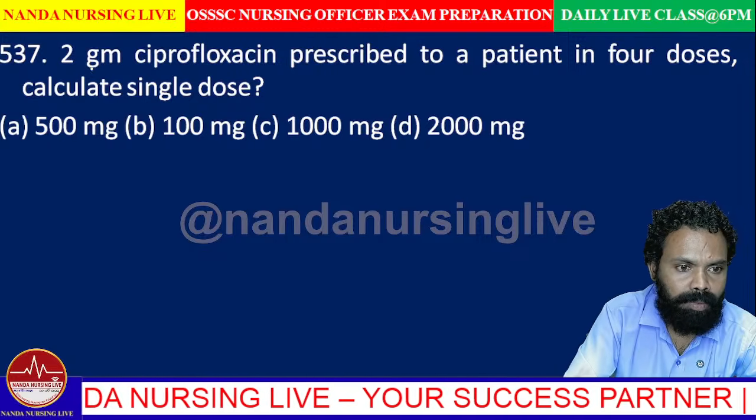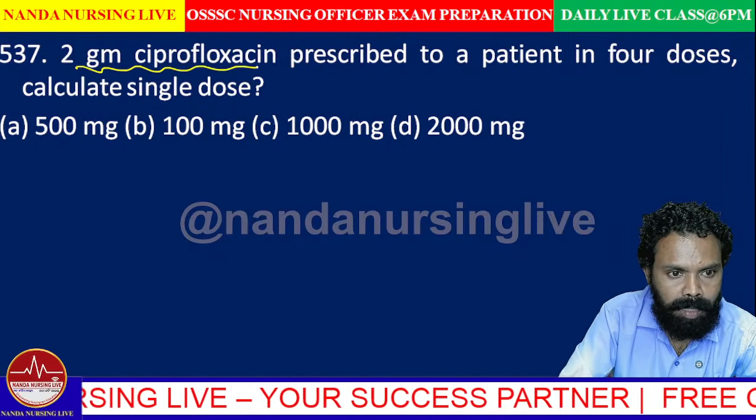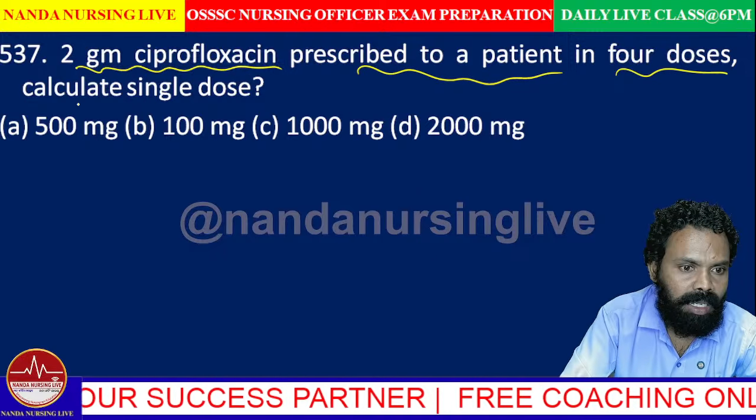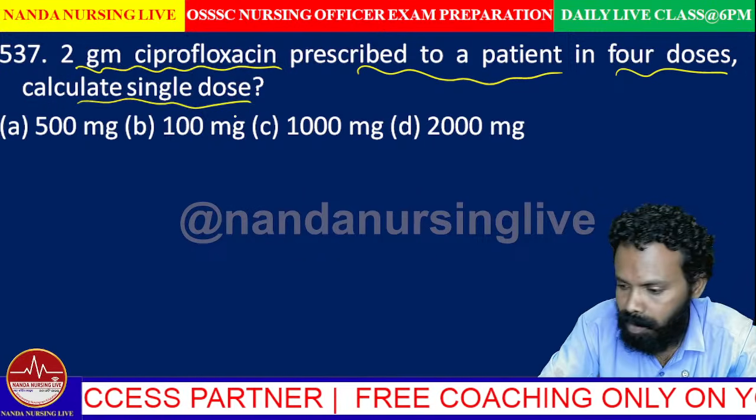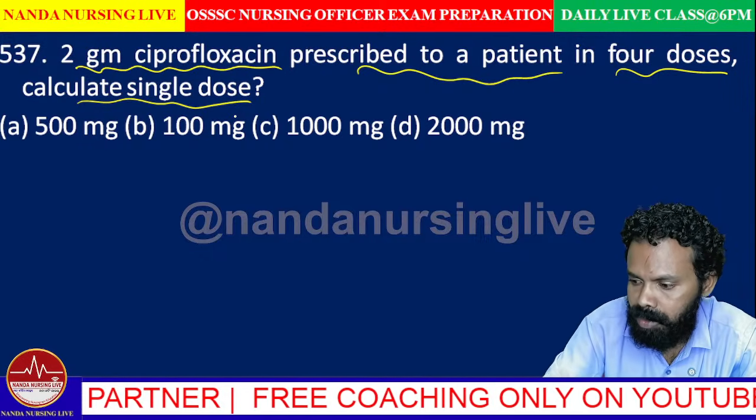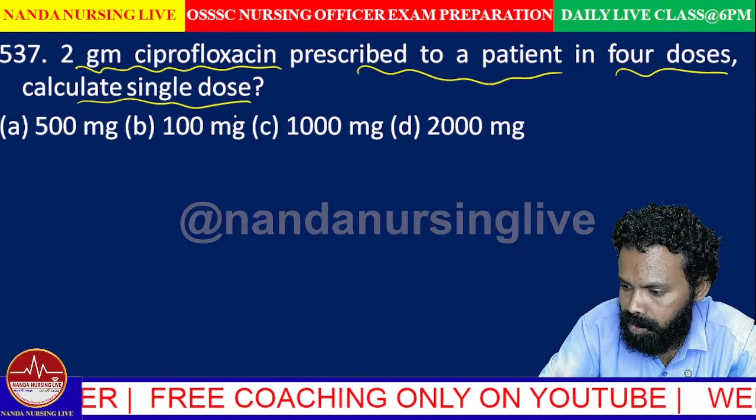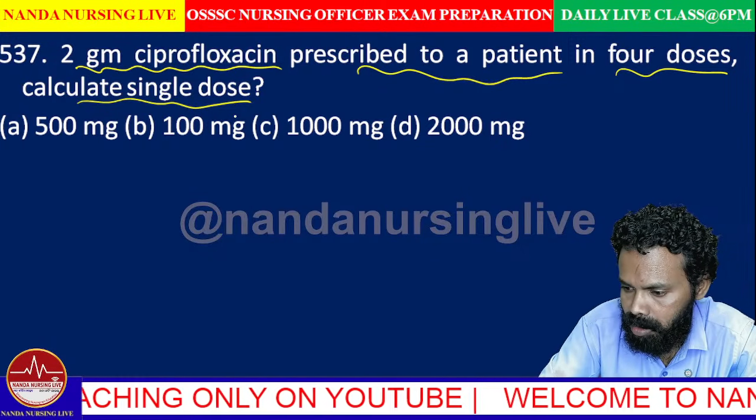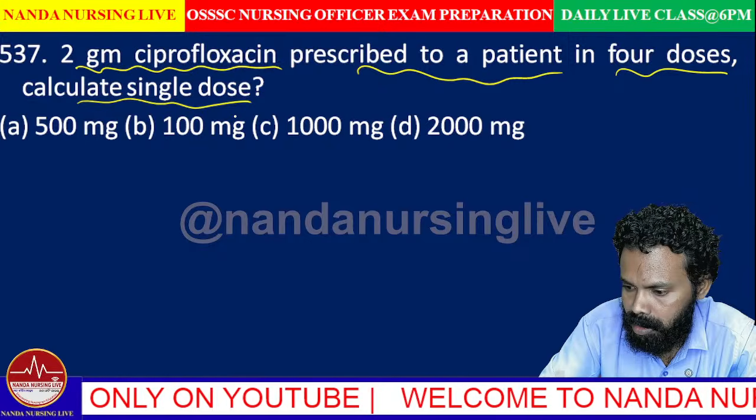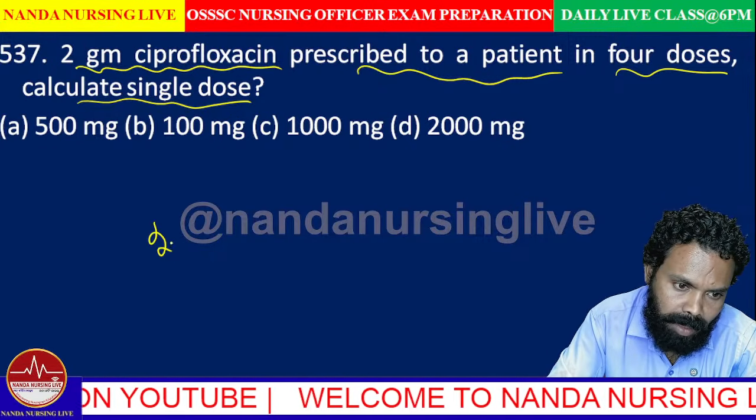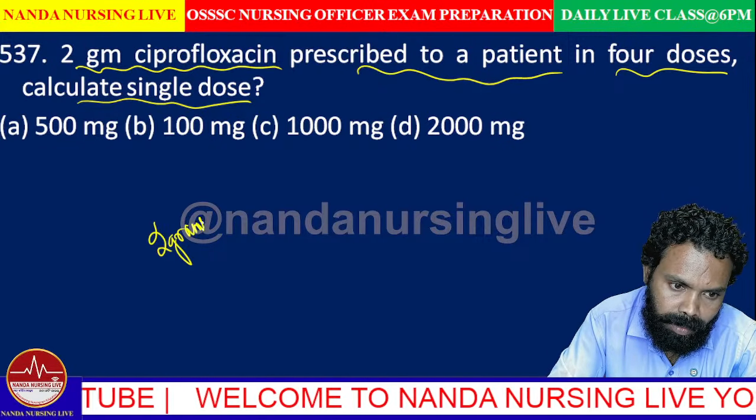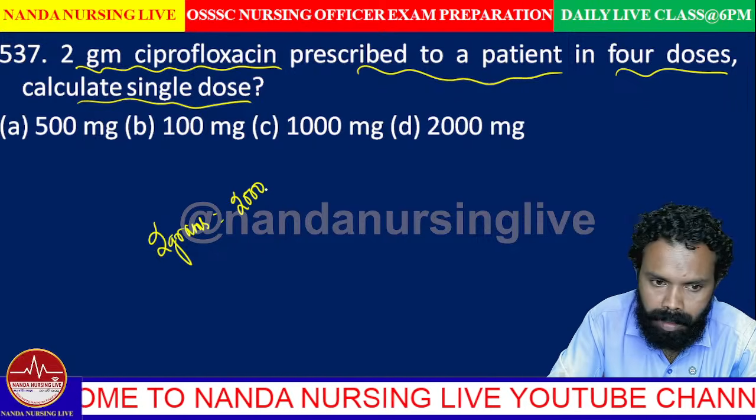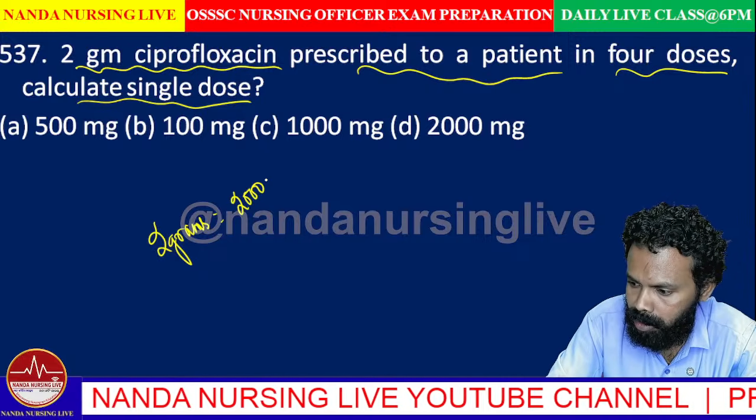Next question number 537: 2 gram ciprofloxacin prescribed to a patient in 4 doses. Calculate the single dose. 2 grams means how much? 2 grams is equal to 2000 milligram.